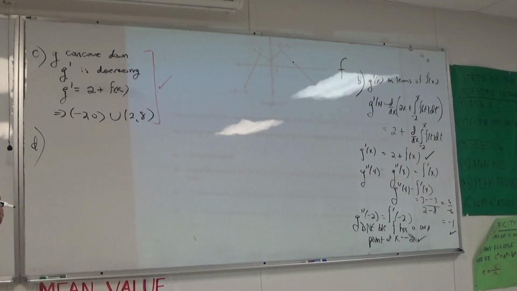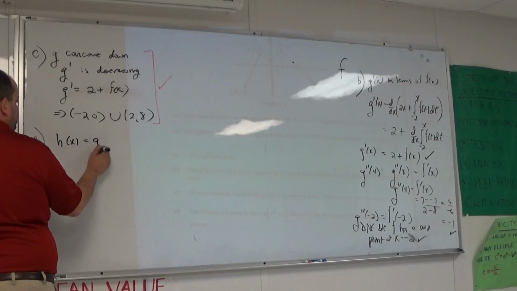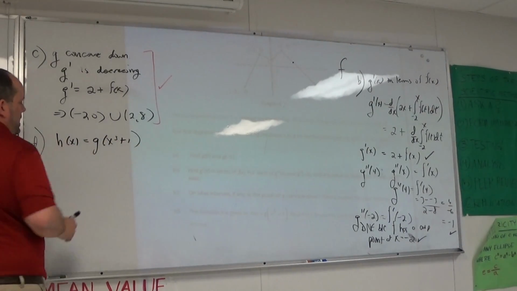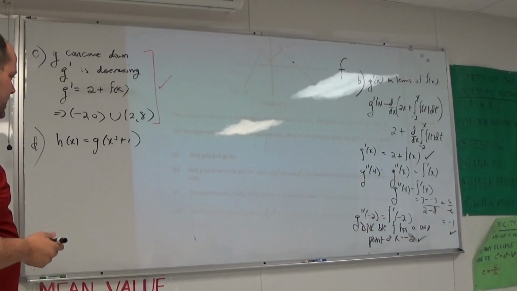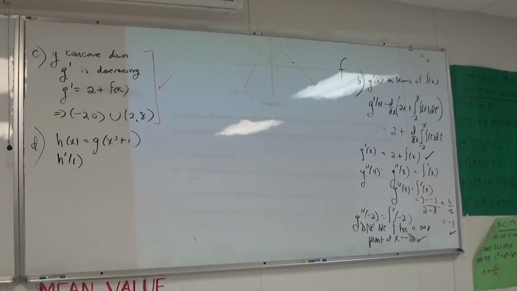All right, last one. Part D. The function h is given by h of x equals g of x cubed plus 1. Find h prime of 1. This one's worth 3 points. See what you can do with this.